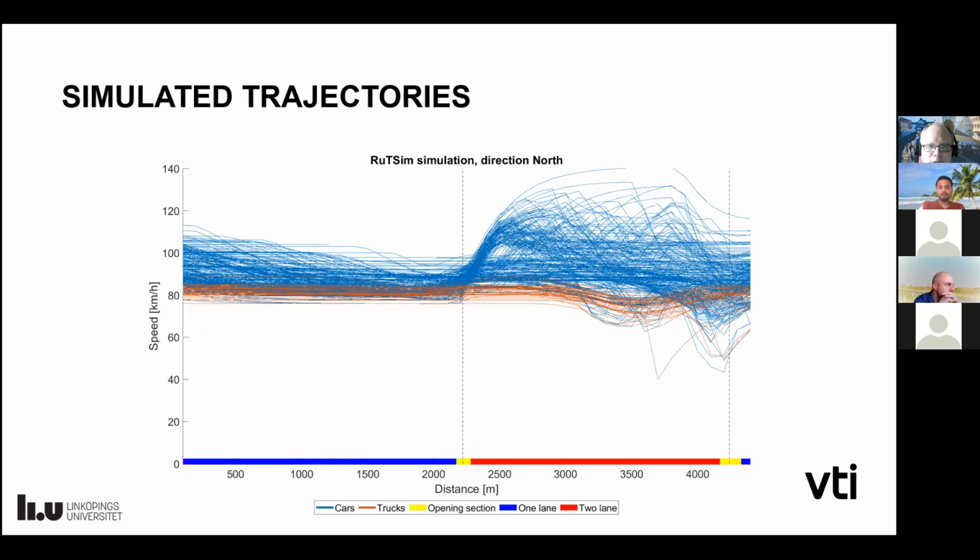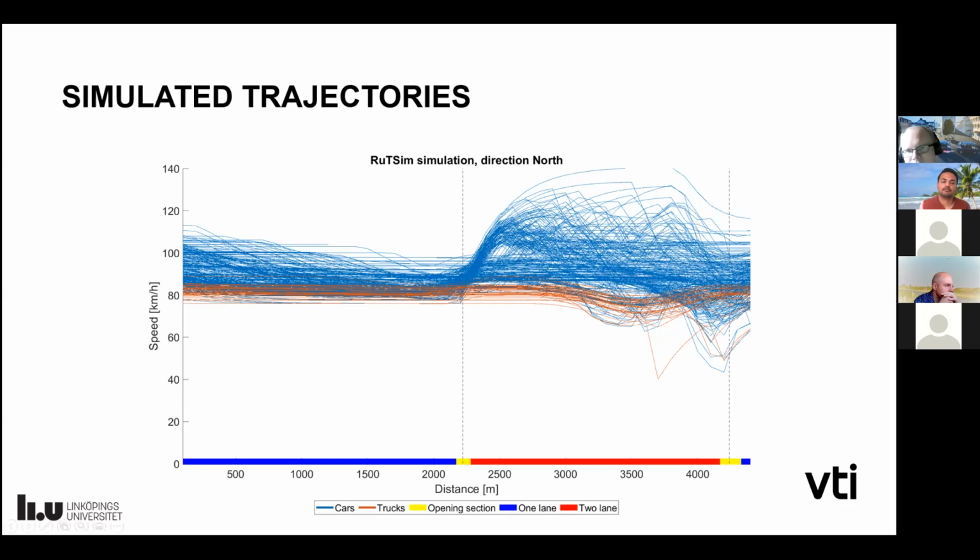So some example of trajectories of a simulation in RuTSim. We have the blue part here from 0 up to 2,300. This is one lane segment. We can see the blue trajectories here commonly decelerating and getting into following. And at the start of these two lane segments, there are lots of accelerations and overtakings going on.